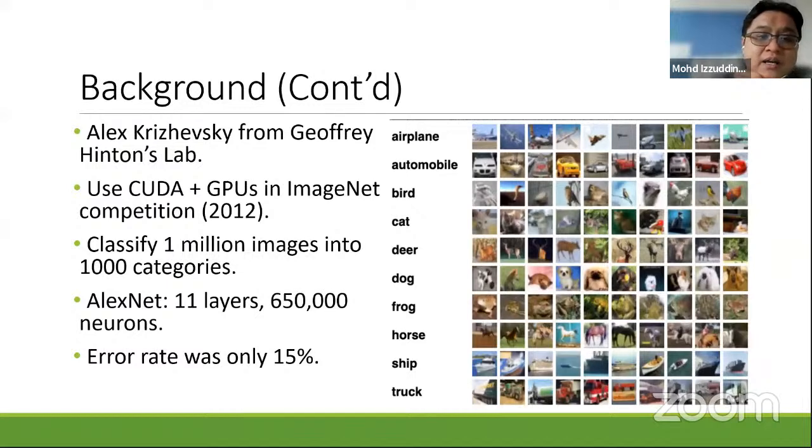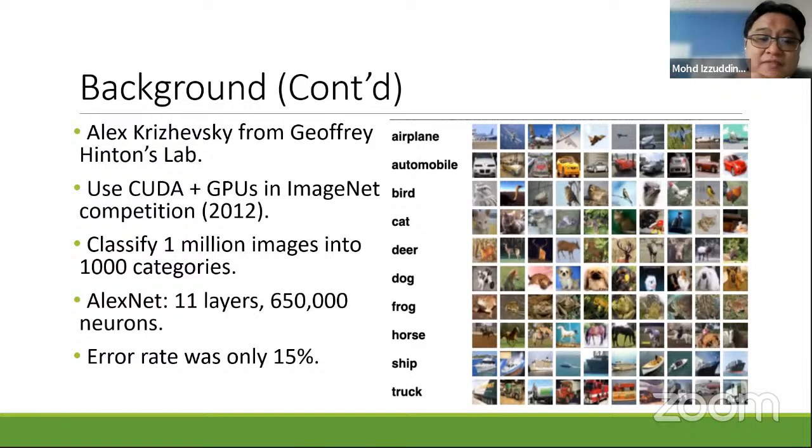Okay, with this development, remember Prof. Geoffrey Hinton had a PhD student called Alex Krizhevsky. He exploited the GPU with the CUDA platform available from NVIDIA. He entered a competition called ImageNet in 2012, where he was able to classify 1 million images. There are a lot of images in this competition.